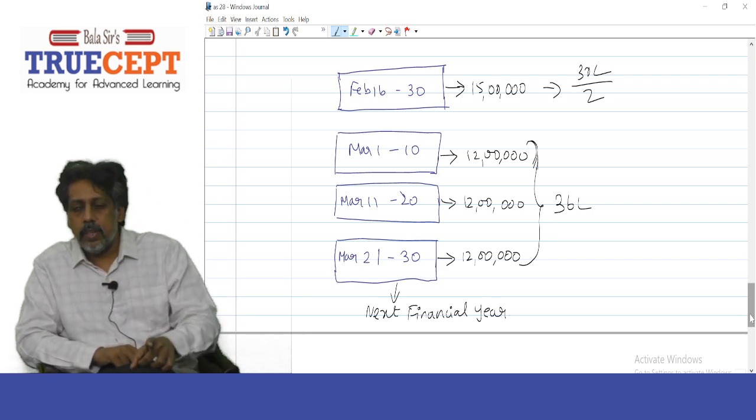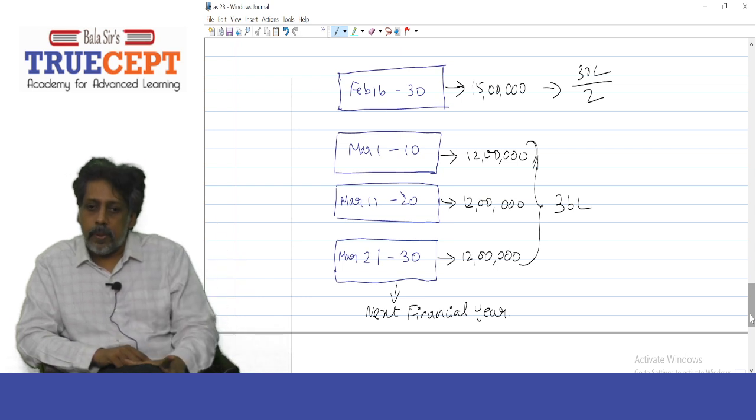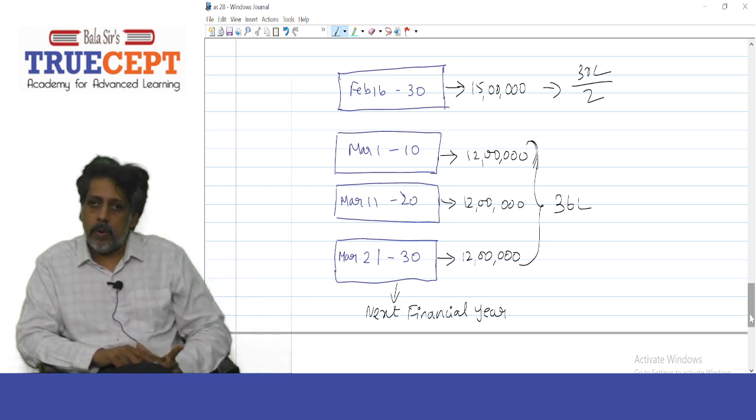Okay, guys? So, a very important example. A very similar sum came in the July 21 exam as well. Go through this example really well. Bye-bye.